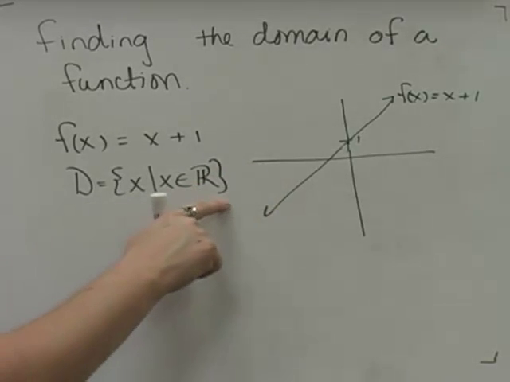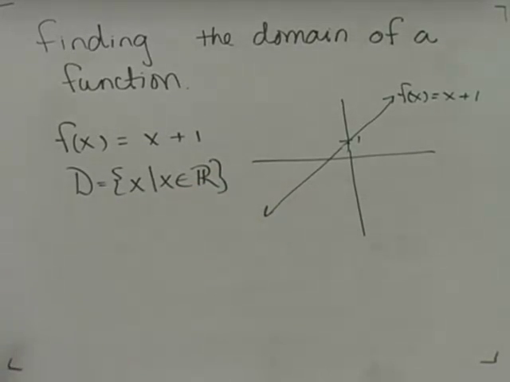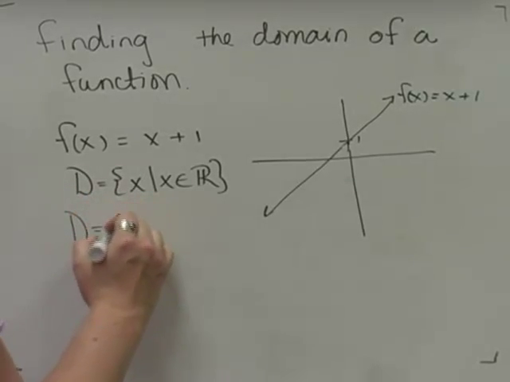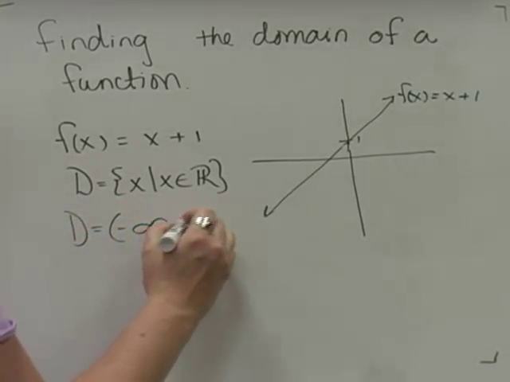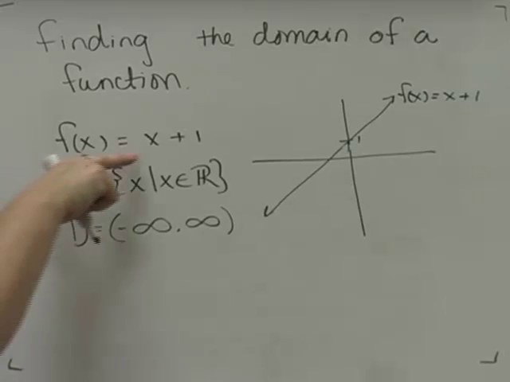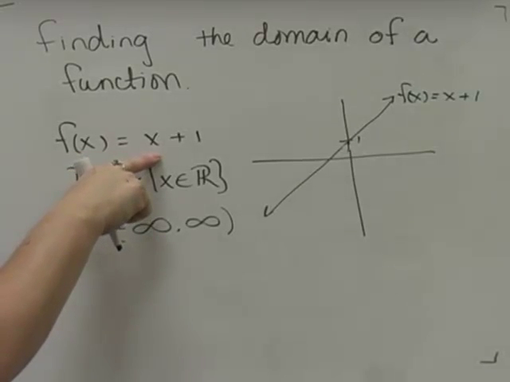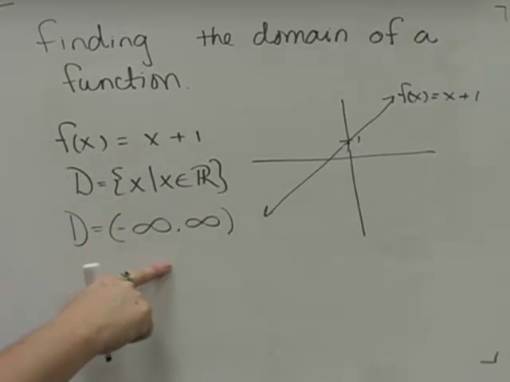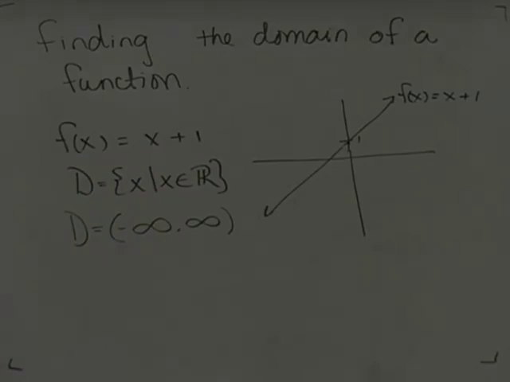This is called set builder notation. If you don't like set builder notation, you can write it with interval notation. It runs from negative infinity to infinity. So a real basic function like this, where we don't have to worry about what values of x will be undefined or won't be a real number, then I can say that it's going to be all real numbers.